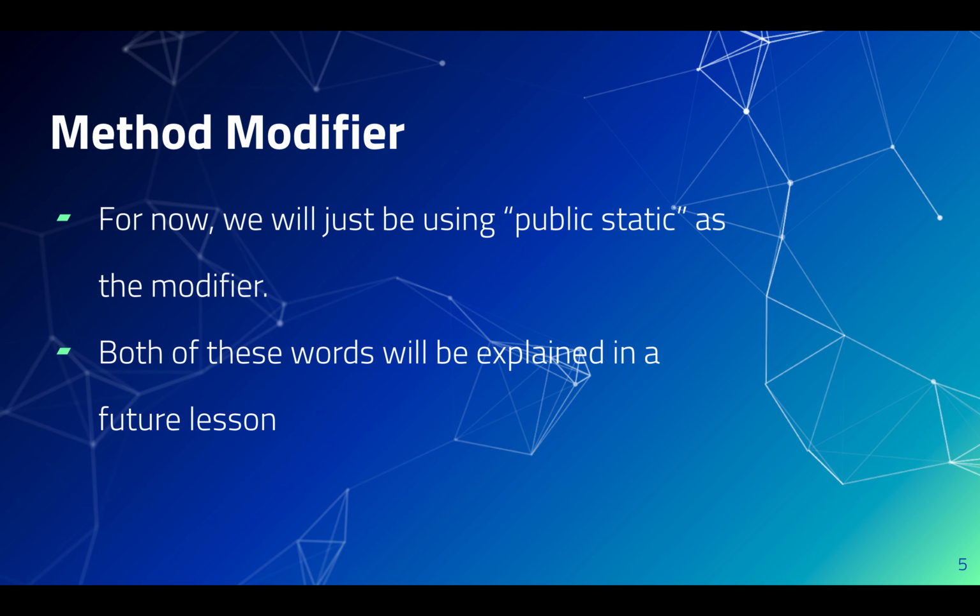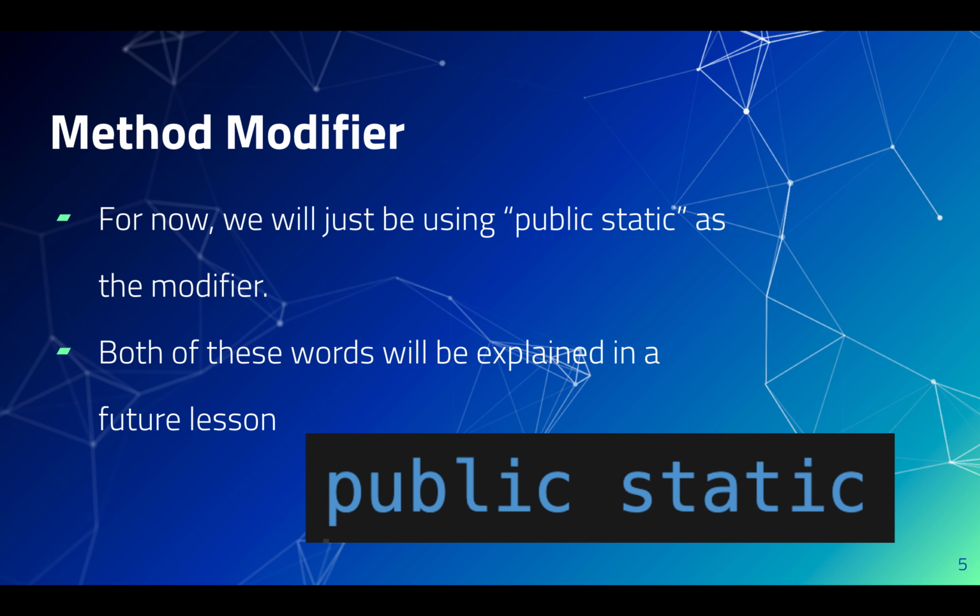There are a lot of method modifiers like private, public, and protected, but for now we'll just be using public static. Public and static are 2 different modifiers, but we'll be using this combination for now. And don't worry about what it means. This is a more advanced concept. So just know that you want to use this.